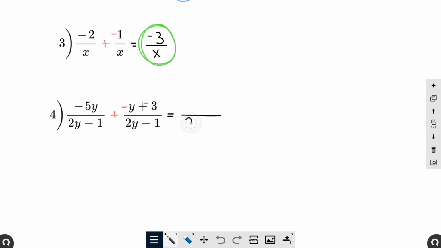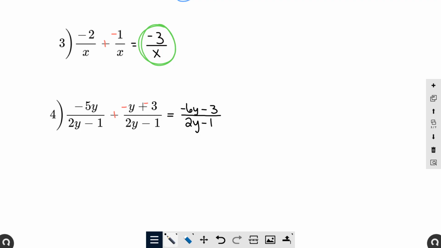The denominator was the same, so we can write 2y minus 1. And now add up those numerators. Negative 5y plus negative y makes negative 6y minus 3.